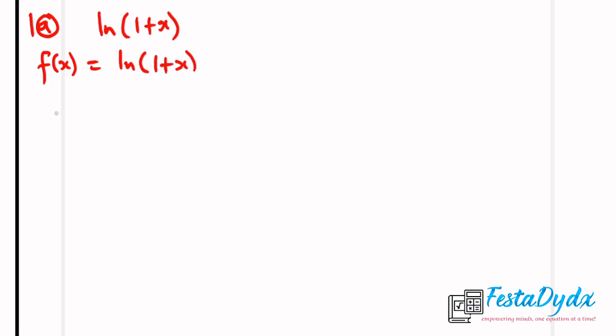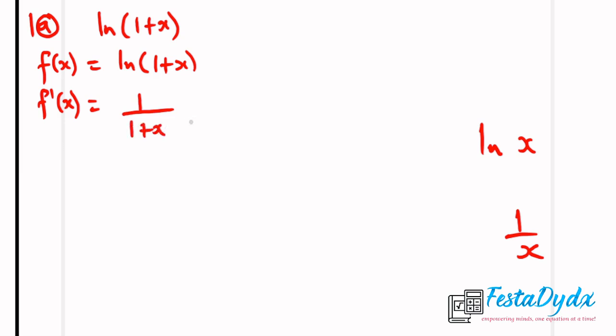Now, the next thing we have to do is to find the first derivative, which is f prime of x. If we can remember, whenever we have the natural log of x, the derivative is 1 over x. So in this case, the derivative is 1 over 1 plus x. We can as well write this as 1 plus x to the power minus 1, so it will be easy for us to differentiate. Instead of using the quotient rule, we can just use the chain rule to solve this.